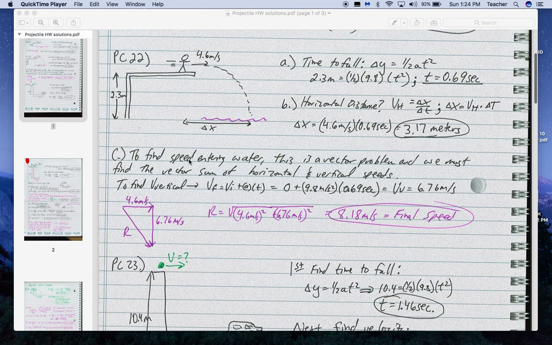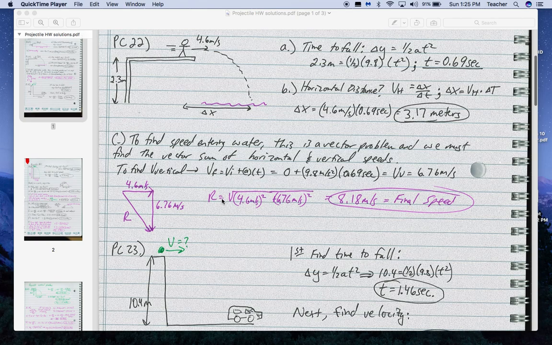For part C, to find the speed entering the water, this does require a vector solution. So you might be able to think about just doing Vf equals Vi plus a times t, and realizing that if this is a vertical equation, there is no initial vertical velocity, and that would get you an answer, but that's only the vertical velocity. If we want the overall speed, and we've got a horizontal speed that's consistent and a vertical speed that is increasing and finishes up at that amount, this total speed you enter the water is the Pythagorean theorem resultant of both those. So that's around 8.2 meters per second. So that was a little tricky.